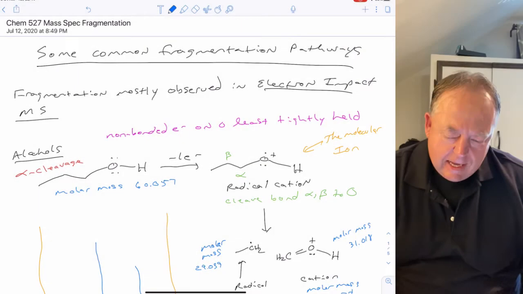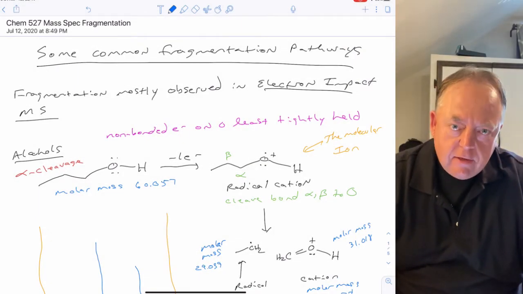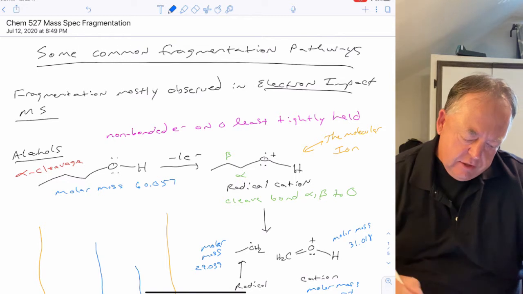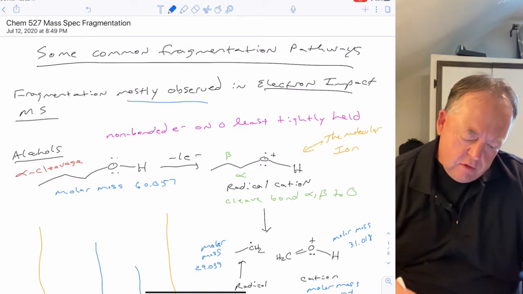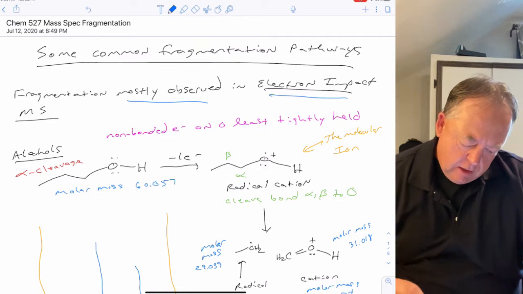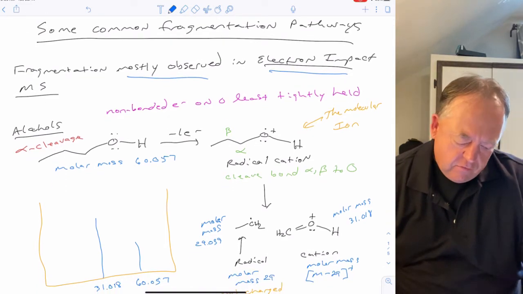So this will be the last lecture over mass spectrometry. In this lecture, I just wanted to look at a few of the common pathways that organic molecules will fragment. Fragmentation is mostly observed when you're doing electron impact mass spectrometry. So we'll just look at a few different functional groups and how they would typically undergo fragmentation.